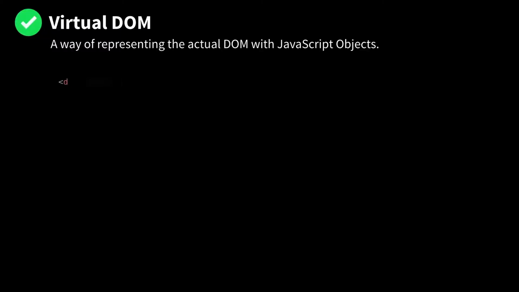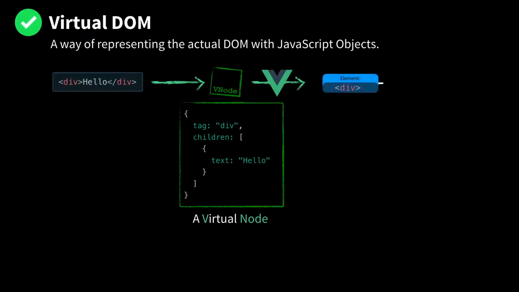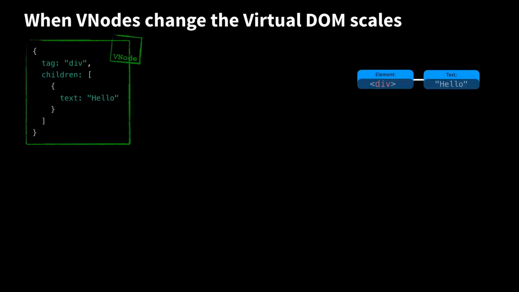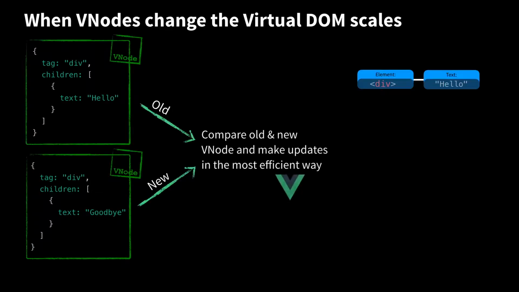So if I have a div, which looks like this, we can represent this using a JavaScript object in a vNode using something like this. vNode just stands for virtual node. Vue knows how to take this virtual node and create a real DOM node. When vNodes start to change, this is when the virtual DOM starts to really scale. See, if our vNode changed to goodbye instead of hello, Vue knows how to compare the old and the new vNode and make updates in the most efficient way inside of our DOM.